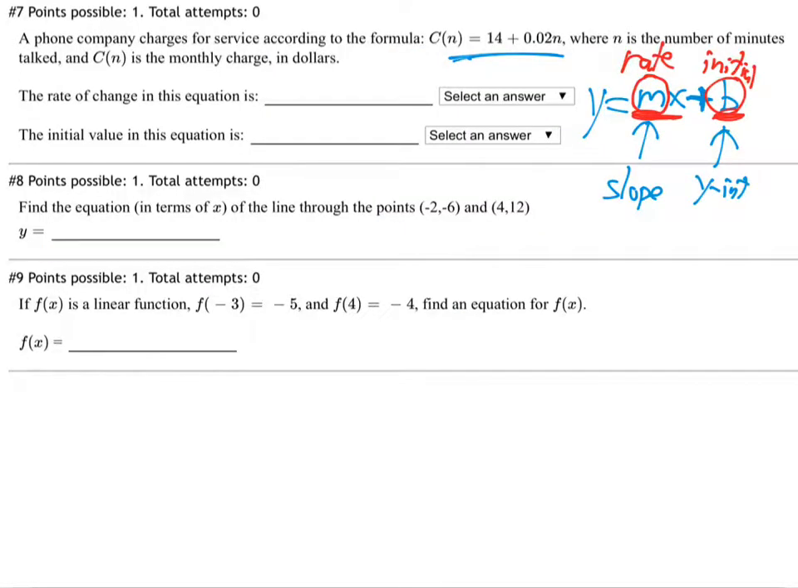Okay, so therefore, when they give us this equation, which one of those numbers is the rate of change? Yeah, this is the rate. You know how you know? Because it's next to the letter. So the one that changes, the one that's a rate, is next to the variable. So that would be 0.02. And the initial value, that's the other one. That's the 14.